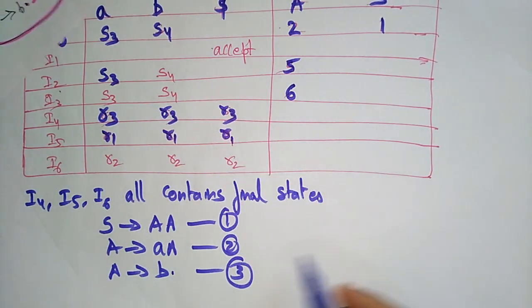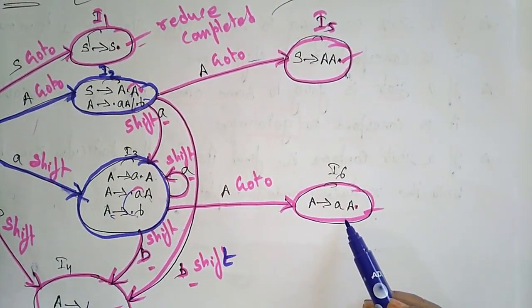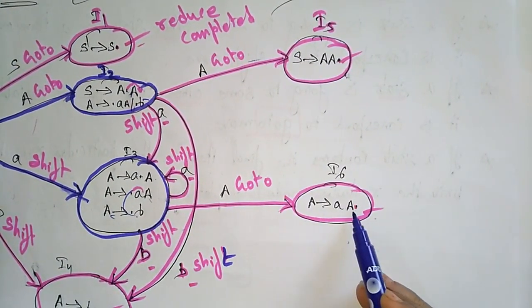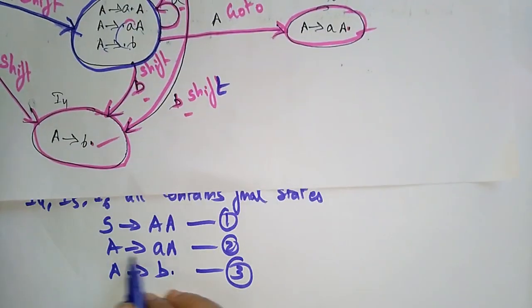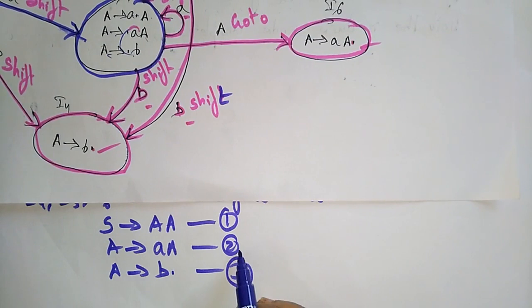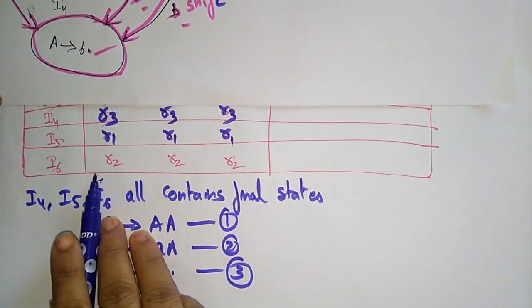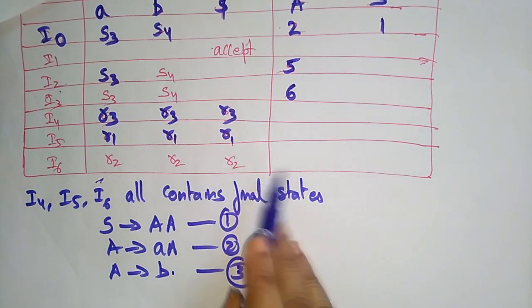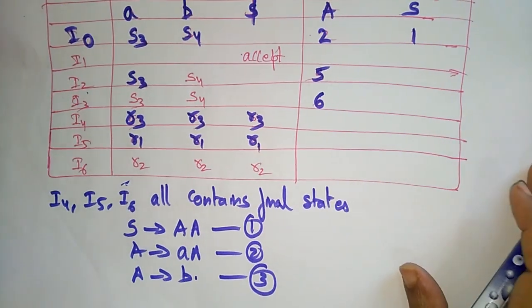Now coming to I6. I6 contains the final item A determines AA dot. Which production is this? A determines AA, the second production. So in place of I6, write R2, R2, R2. This is how you are going to construct the parsing table.